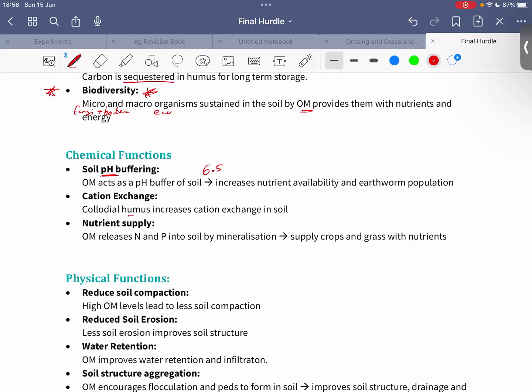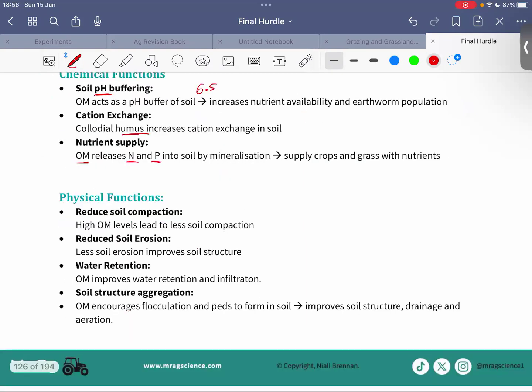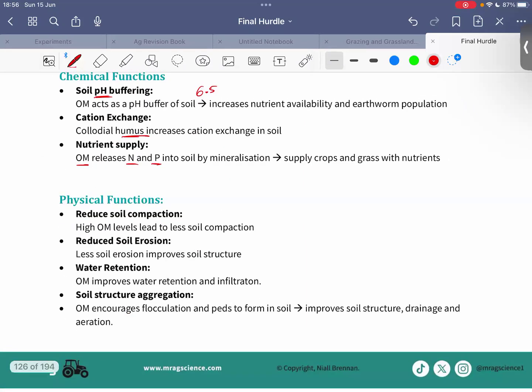Cation exchange, our colloidal humus is going to increase our cation exchange in our soil. Our organic matter is going to release nutrients, our nitrogen and phosphorus in our soil by mineralization. We'll talk about that in a second when we come on to our carbon and nitrogen cycle. And then physical functions: reduce soil compaction, reduces soil erosion, water retention, and improves our soil structure by flocculation.